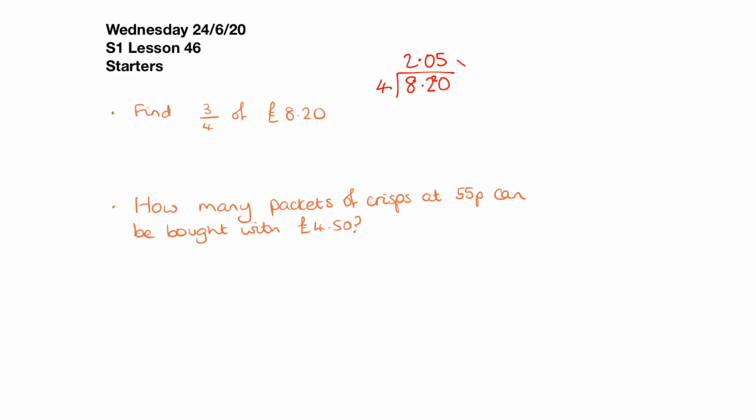And then we need 3/4, so we need to multiply that by 3. And I think we can just do that in our heads. I don't think we need to do a chimney sum for that. £2.05 times 3. Well, £2 times 3 is £6, and 5 pence times 3 is 15 pence. So we've got £6.15.